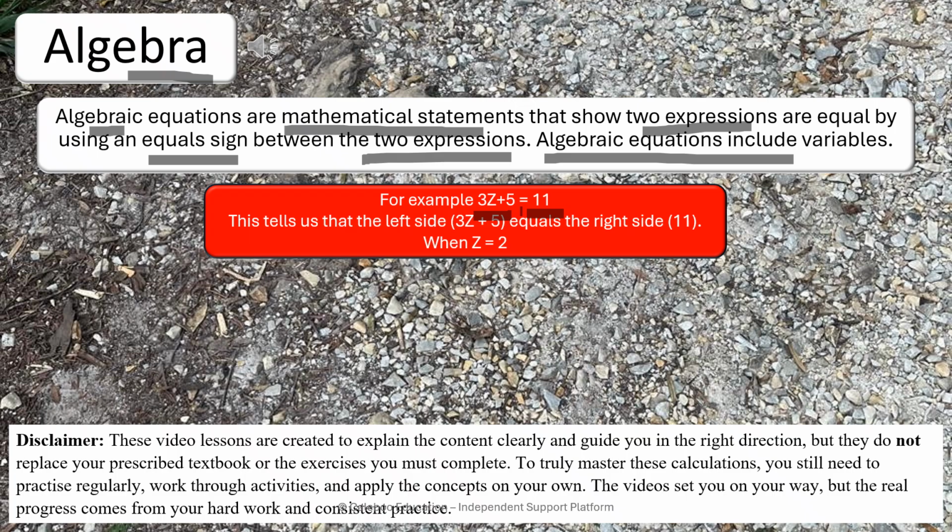And then what makes it an algebraic equation is, in this case, the z. Z is the variable or the unknown. And this is a statement. A statement needs to either be true or false to be a mathematical statement.